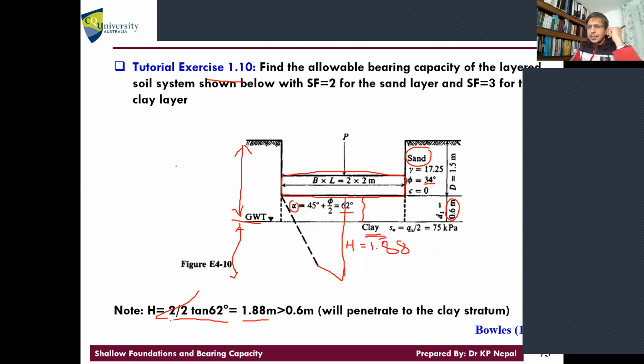So what you need to do in this case is calculate the bearing capacity of the first layer, the sand layer, Q sand, and also calculate the bearing capacity of the clay layer, Q clay. And then there is a way to combine them together. Okay, can we use the Hansen method now?